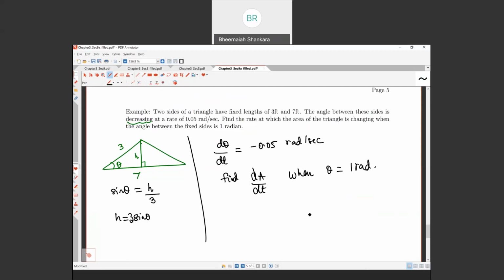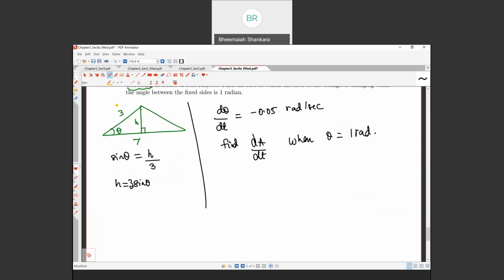So you want to write area equals half times base times height. So it's half times 7 times the height, since the base is 7. Then you want to write area equals 7 over 2. We know the expression for height, which is 3 sine theta. So you can write 7 times 3, 21, divided by 2, times sine theta, as the expression for area.